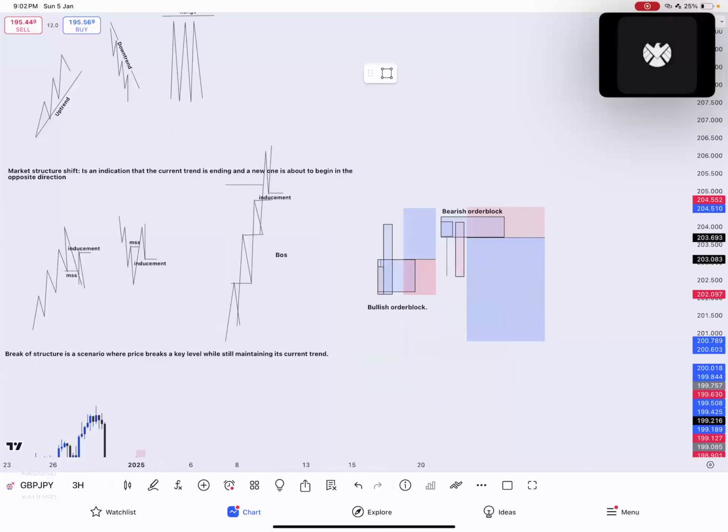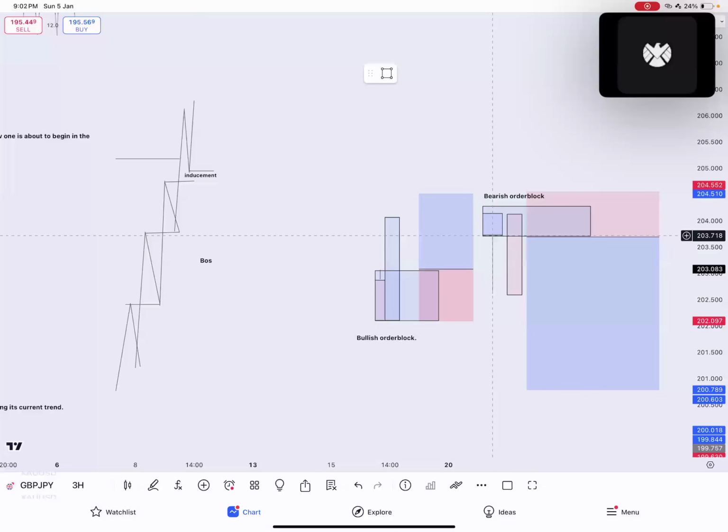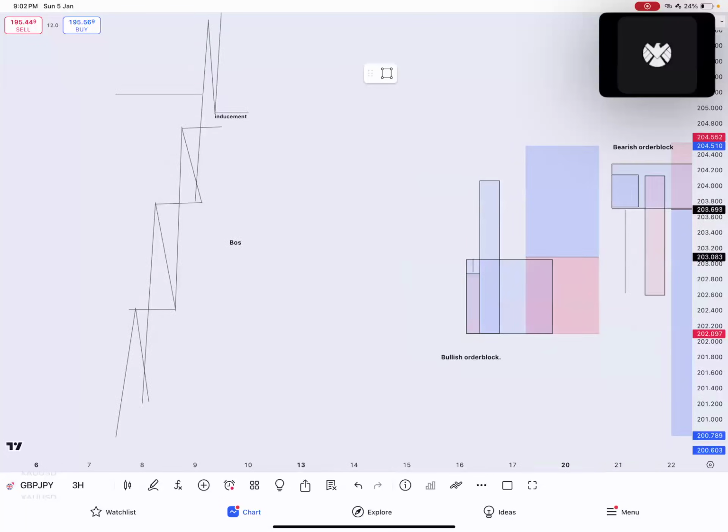If the wick of the order block is smaller than the body, you can pick your entry from the wick of the order block. If the wick of the order block is longer than the body, you can pick your entry from the body, which is the demarcation here.